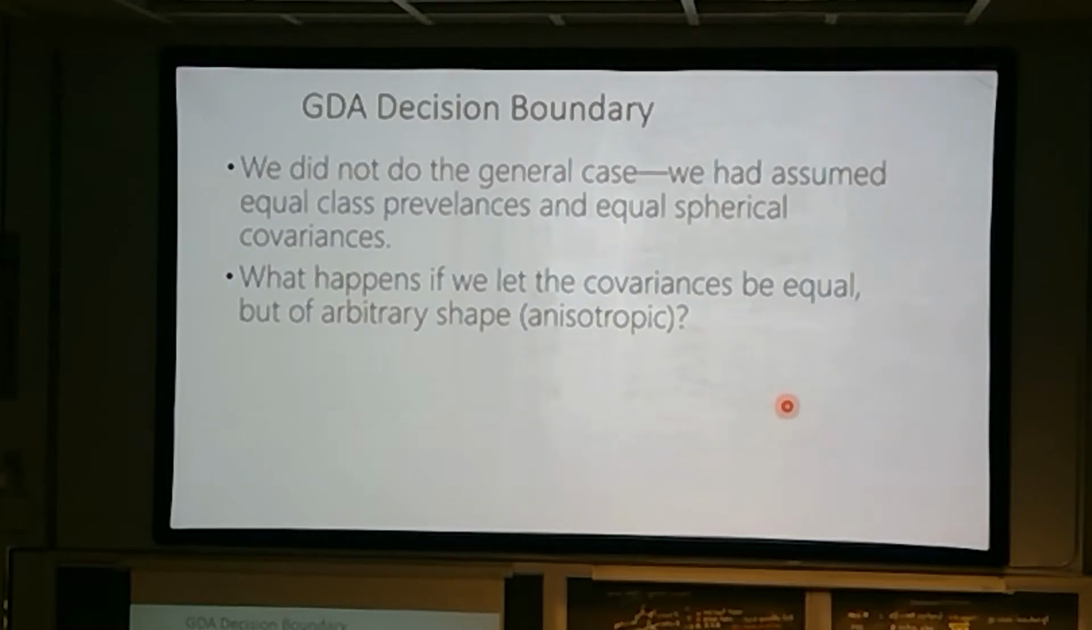Okay, so right, we didn't do the general case. We assumed equal class prevalences and equal spherical covariances. So we're going to do a few variations and see what happens. What happens if we let the covariances be equal, but of arbitrary shape? Who thinks this will yield a linear decision boundary? Who thinks it will yield something more complicated? Not very many brave people, but okay, the second one is winning in the vote. Let's see if it wins in the slides.